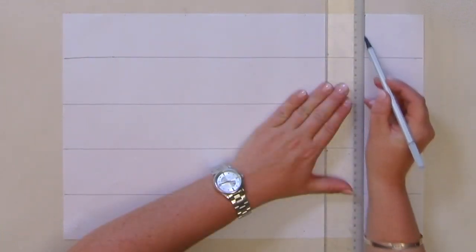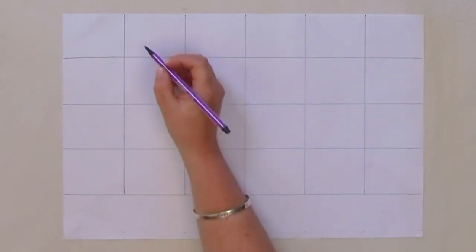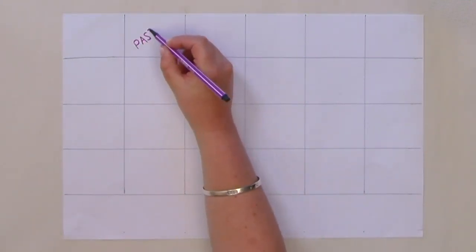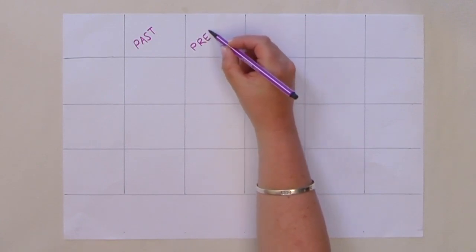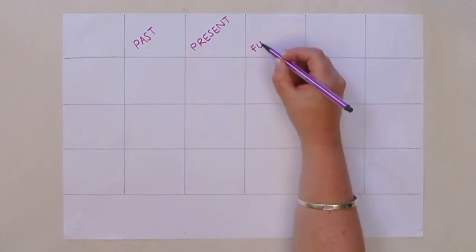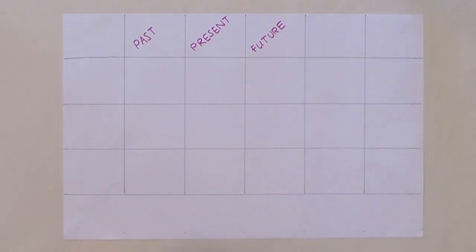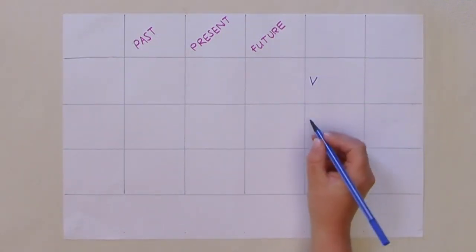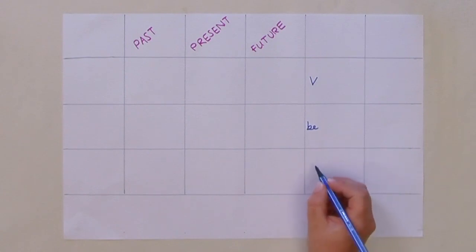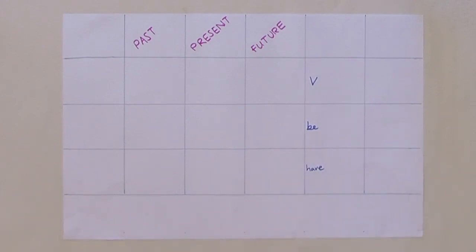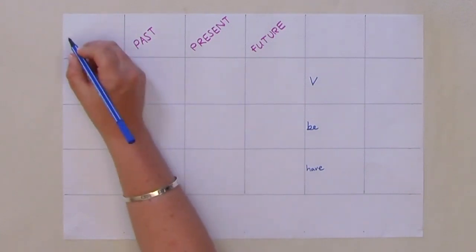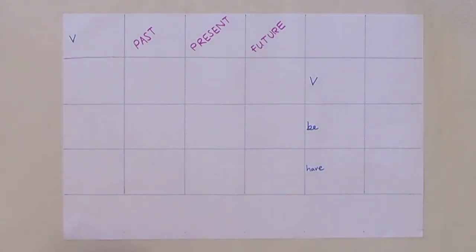To start with, we need to draw a table with 6 columns and 4 rows. In the top row, I'll write the headings past, present and future. In the 4th column, the verbs that we're going to conjugate are a regular verb, the irregular verb be, and the irregular verb have. Today we're going to use the regular verb work as an example.